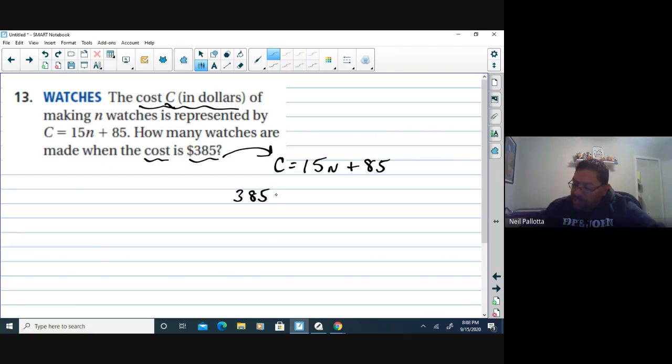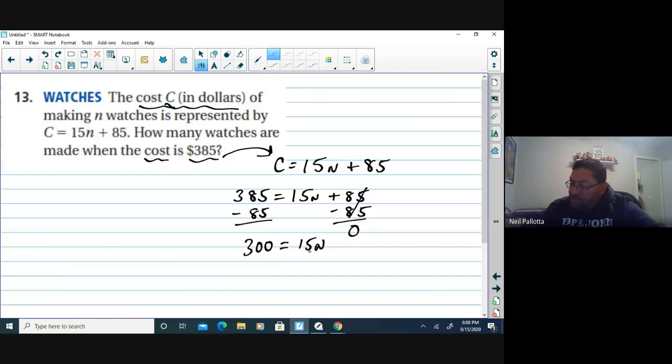So that's going to look something like this, right? We copy the 15N, and we copy the 85. And here we have a two-step equation. So I'm going to use the inverse or opposite of addition, which is subtraction. So we're going to have to subtract 85 from both sides of the equation, right? That's going to be 0. This is going to be 300 is equal to 15N.